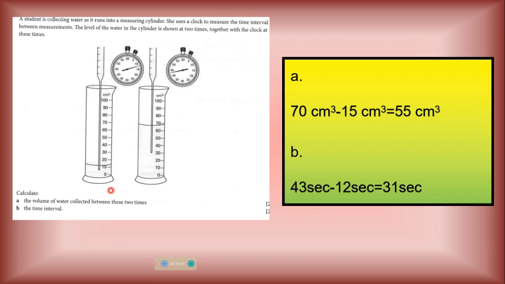Volume of water collected in measuring cylinder 1 at time T1 is 15 cm cube and at time T2 it is 70 cm cube. So water collected between these two intervals is 70 centimeter cube minus 15 centimeter cube, 55 centimeter cube. And the time interval is T2 minus T1. It is 43 minus 12 second. 31 second is the time interval.